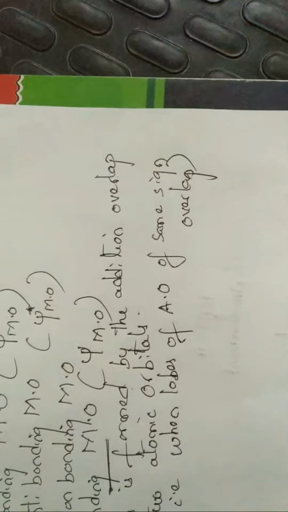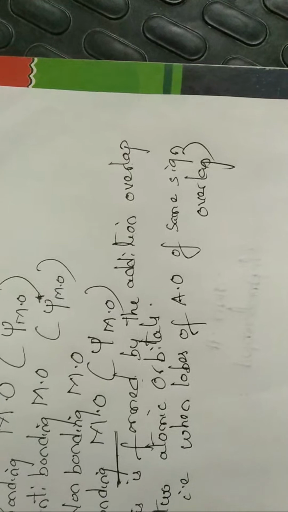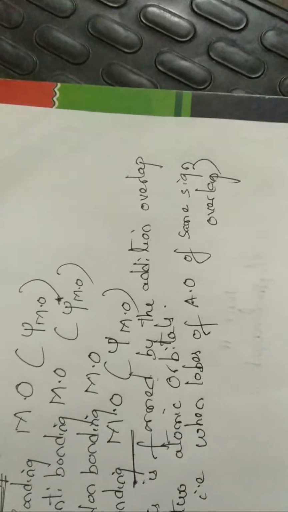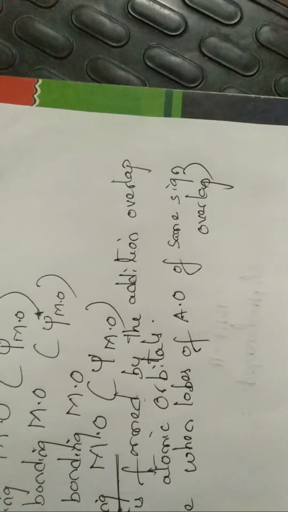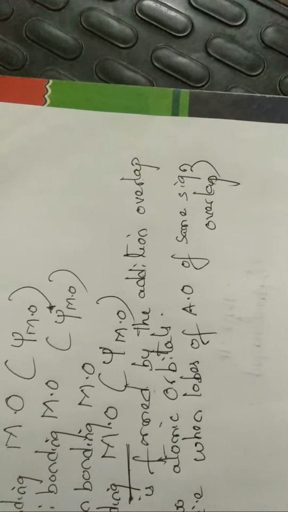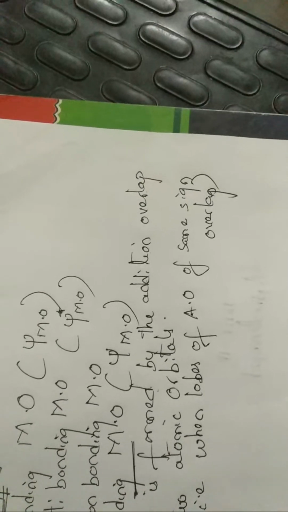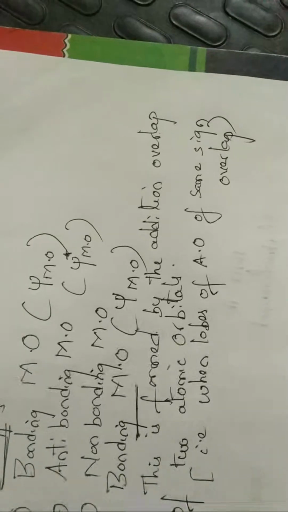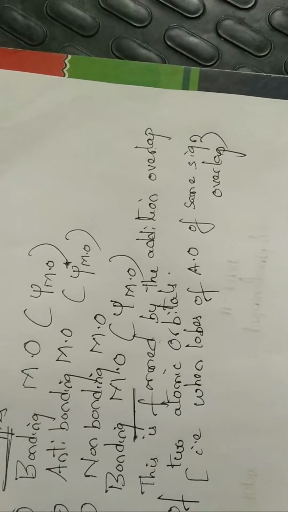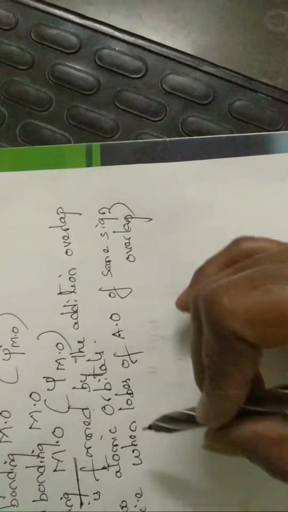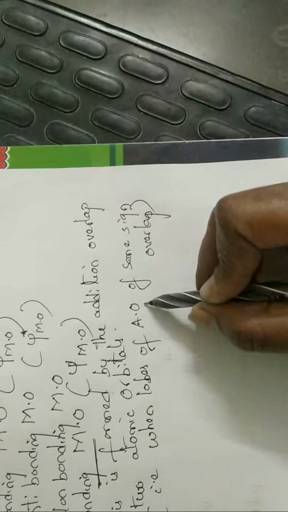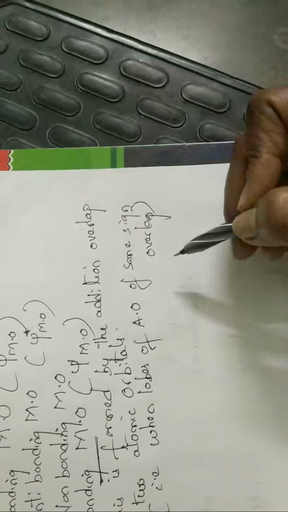So we can see the figure also for bonding molecular orbital. There must be the same sign. What I told: addition overlap of two atomic orbitals. It means the two lobes of atomic orbitals must overlap with the same sign.